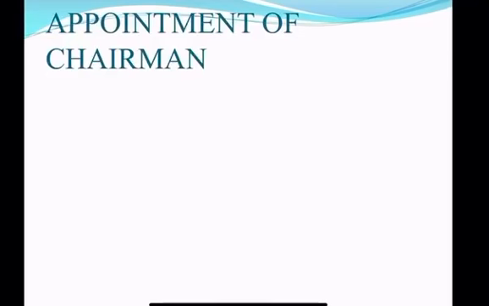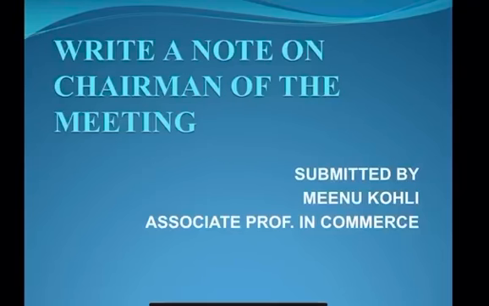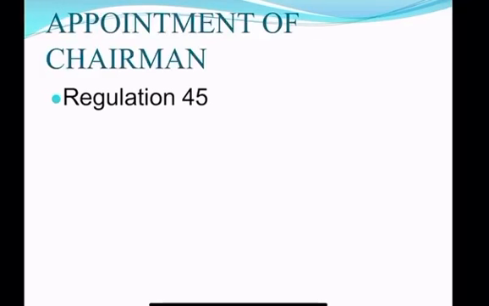We know for the proper conduct of business at meeting, a chairman is necessary. His appointment is usually regulated by articles of association. The articles usually contain provisions on the lines of Table F, Schedule 1, regulations 45 to 47. So what are these regulations? First, regulation 45, that is, chairman, if any, of the board shall preside at every general meeting of the company.